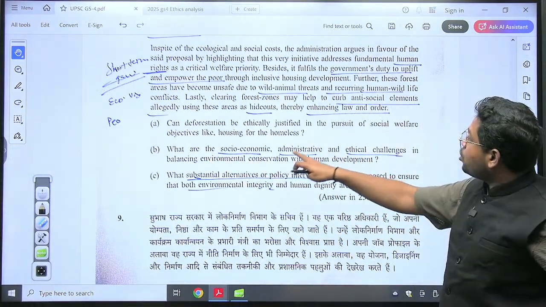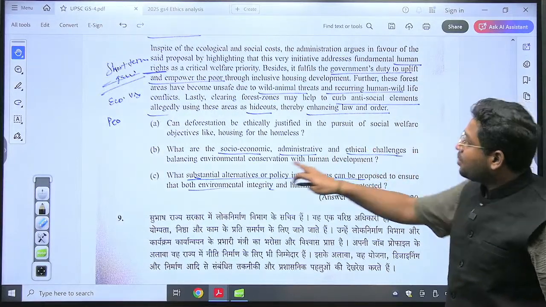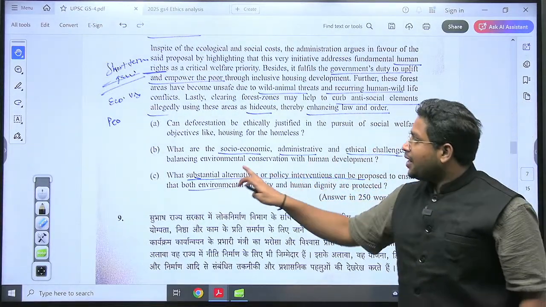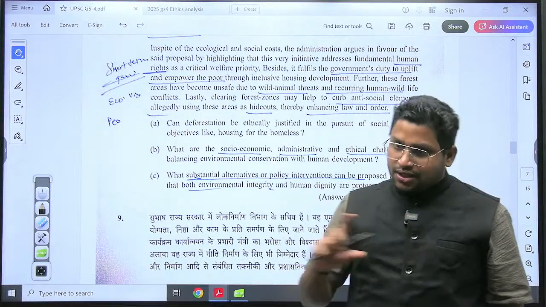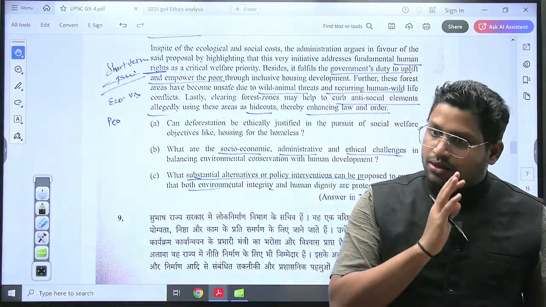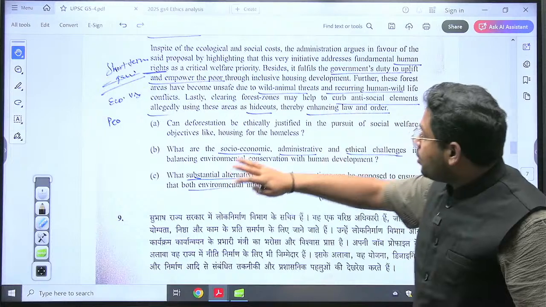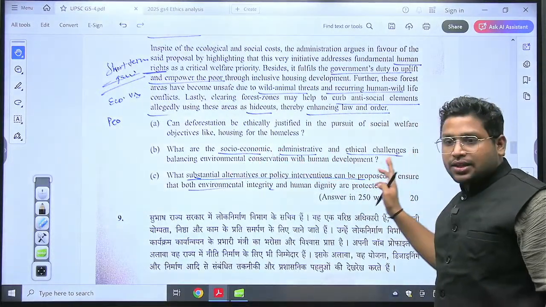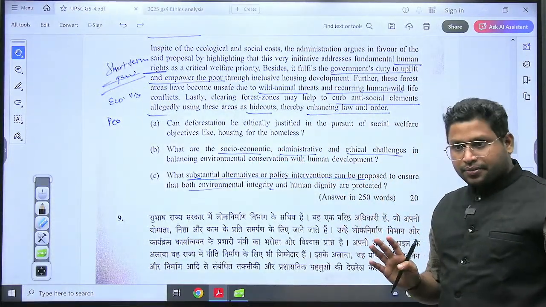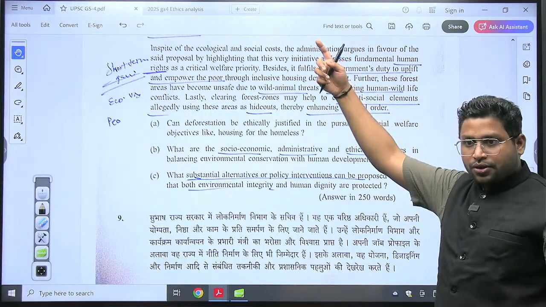Then socio-economic, administrative and ethical challenges in balancing this human development and environmental conservation. We discussed this part, environment versus this development. Same content you are writing over here, just you are dividing in these three aspects, nothing different, right? We already discussed this part already over there, right?